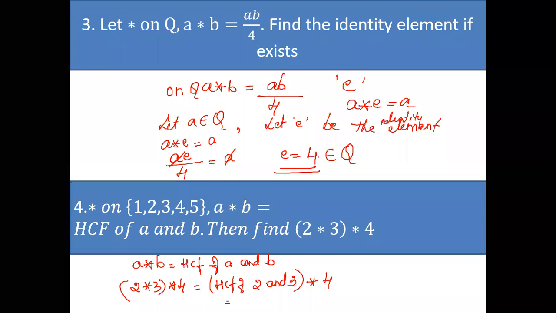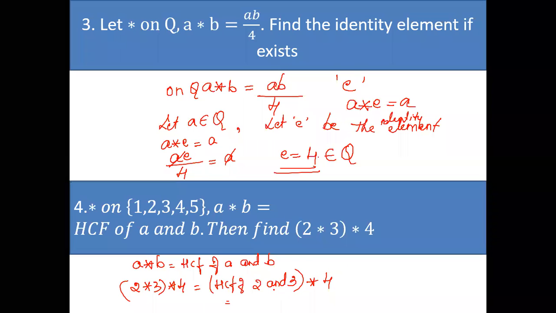Is there any number by which 2 and 3 both get divided? If they divide by the same number, that will be the HCF. So what is the HCF, Dikshita? 1. Good, Faisal. Good, Ranjita.